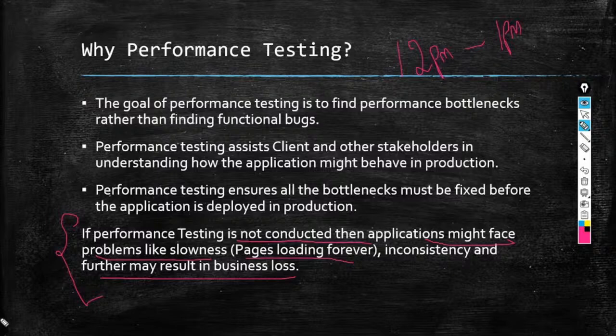Let's say they expected 1 lakh users. On that day, 10 lakh users accessed that application. So what happened? The load was 10 times more than expected. Then it can result in an application crash, and then it may further result in business loss.